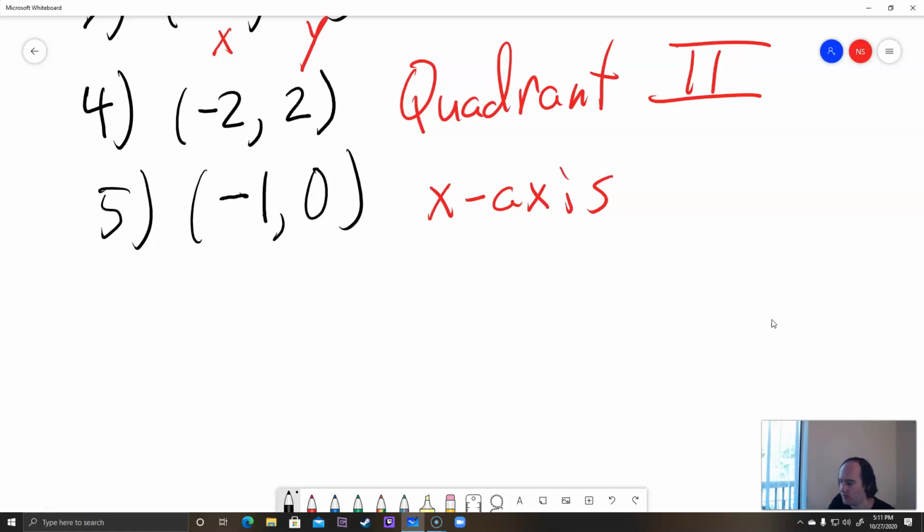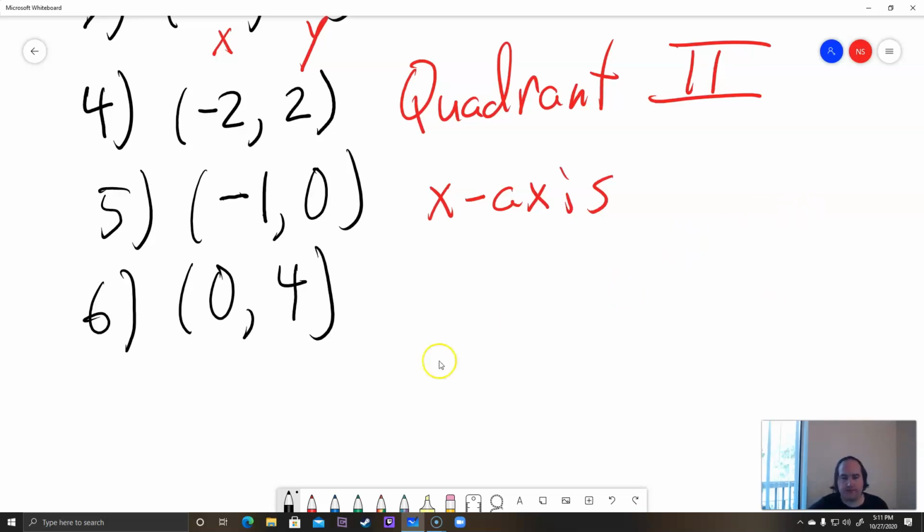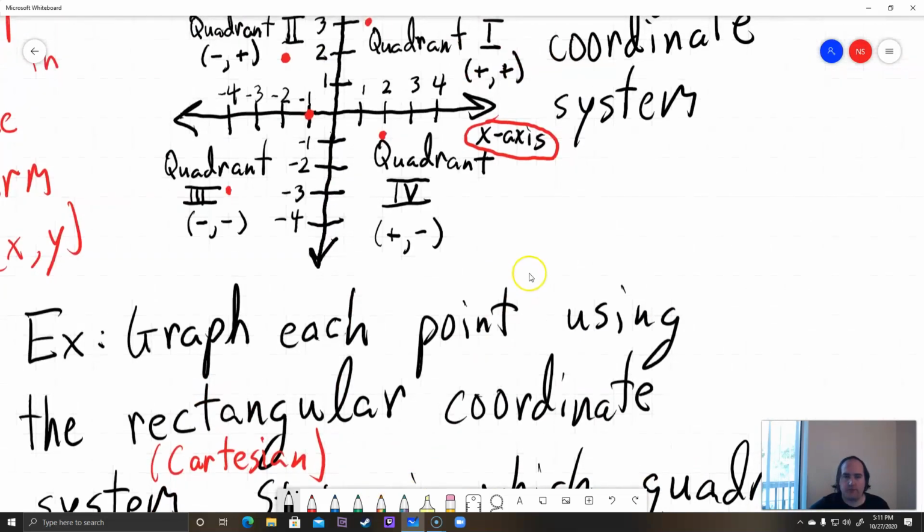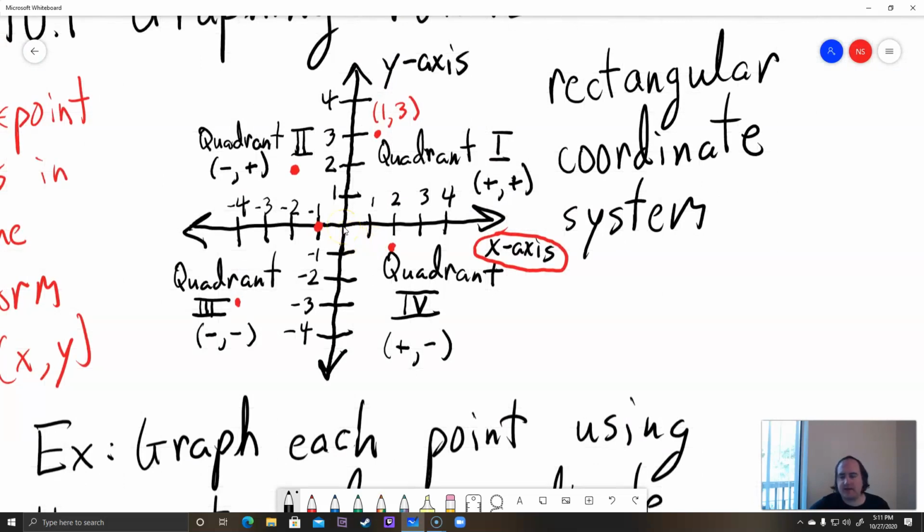Okay, so just a couple more. So number 6. For number 6, we're going to have 0, comma, 4. So here x is 0 and y is positive 4. So since x is 0 this time, that means we don't go left or right. So since x is 0, that means we're right in the middle here. But because y is positive 4, we move all the way up to here at positive 4. So our point's going to be right there at 0, comma, 4.